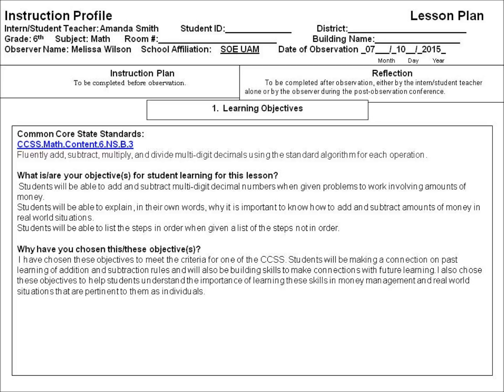A lot of students don't like math or they fear math, and I think it's very important that they understand that math is something that they will use in their daily lives no matter what career they choose.